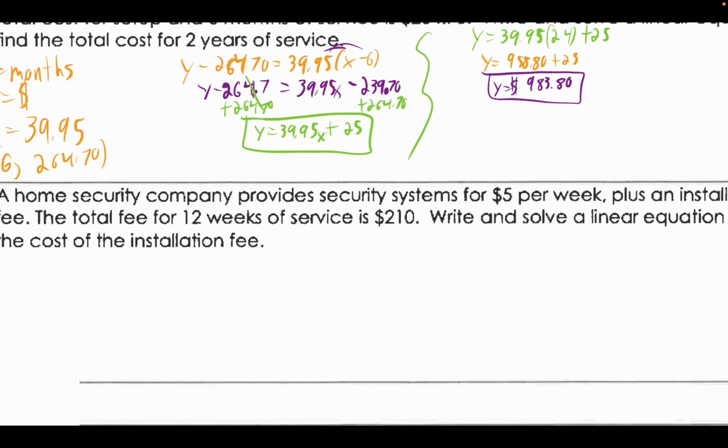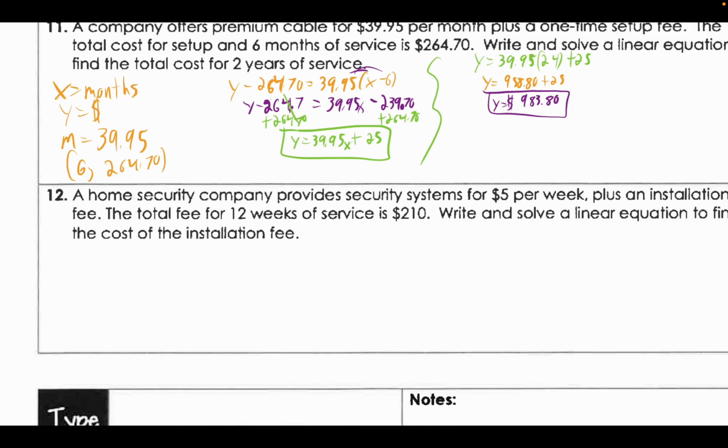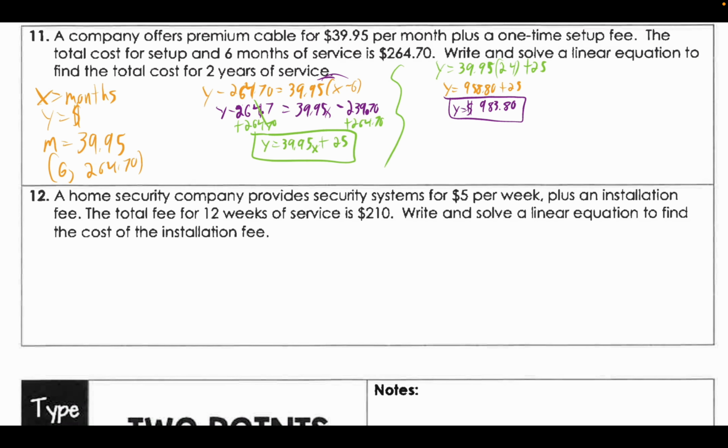Number 12 here, a home security company provides security systems for $5 per week plus an installation fee. The total fee for 12 weeks of service is $210. I'm going to pause there to define my variables. So x is the number of weeks, where y is the amount of money we are being charged for the service, and those can come straight from our ordered pair. 12 weeks, $210. The labels are there.